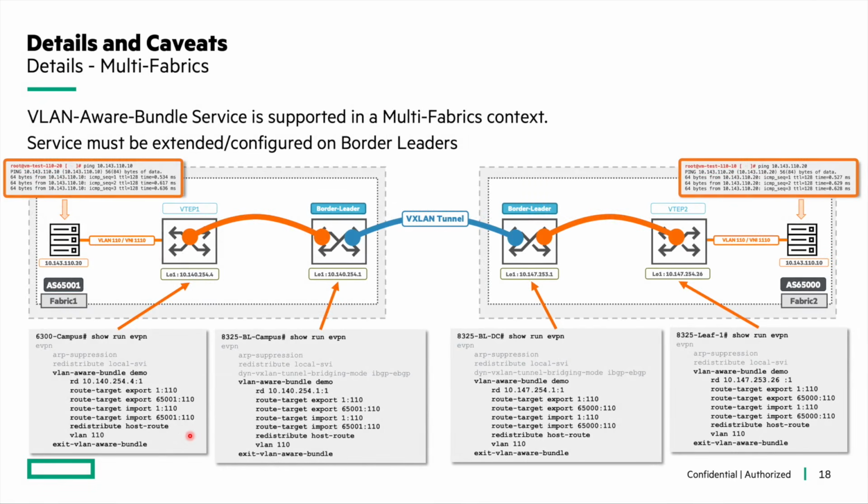Now, regarding the multi-fabrics context, VLAN-aware bundle is also supported with this kind of architecture, and not only within a single fabric. You can obviously use this kind of service to extend a broadcast domain between two fabrics. As for any kind of layer 2 extension in a multi-fabric network, the layer 2 VNI needs to be configured on the border leader as well. And because we need to forward Ethernet tag ID all along the path, the VLAN-aware bundle must be configured on those intermediate devices, as you can see on the diagram.